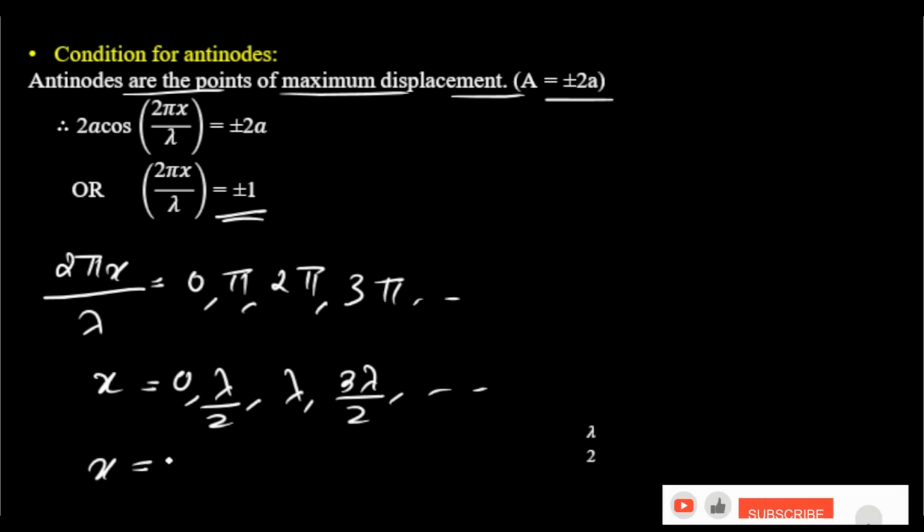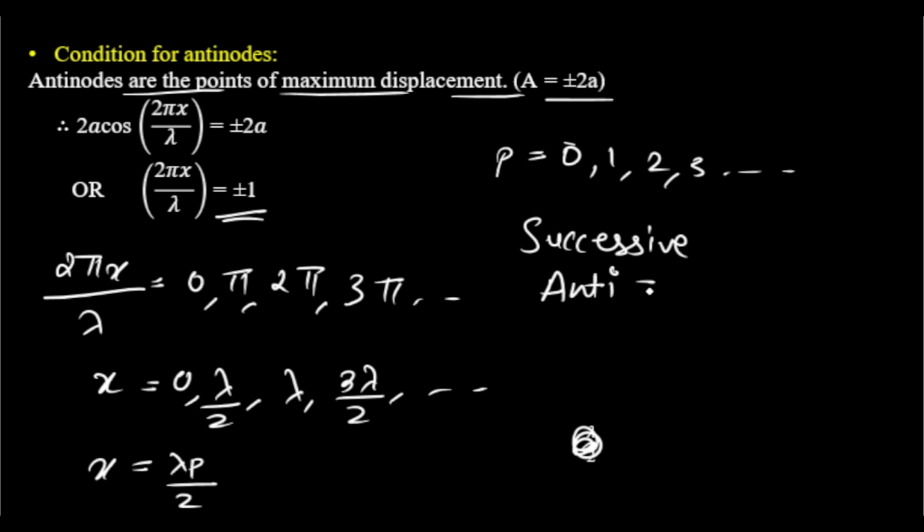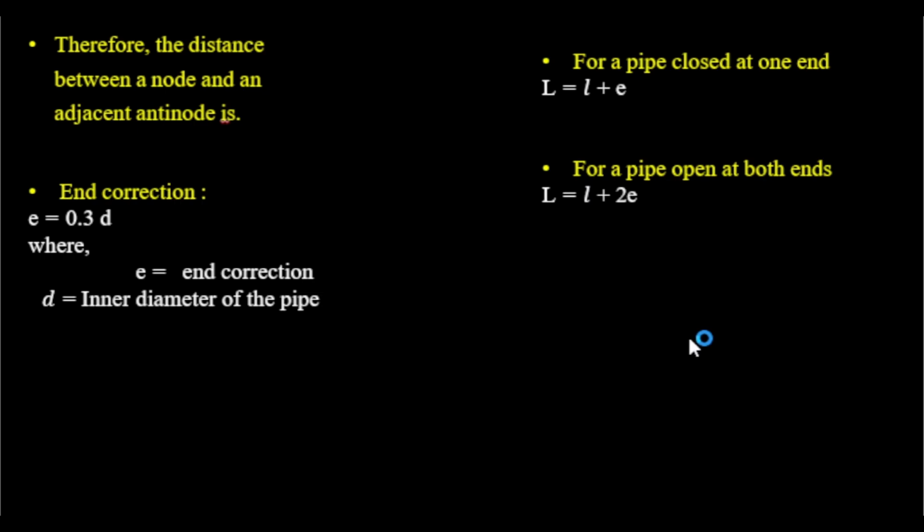So x is equal to lambda p by 2, where p is 0, 1, 2, 3 and so on. Similarly, the distance between successive antinodes is lambda by 2. Therefore, the distance between a node and an adjacent antinode is lambda by 4. This is also important.